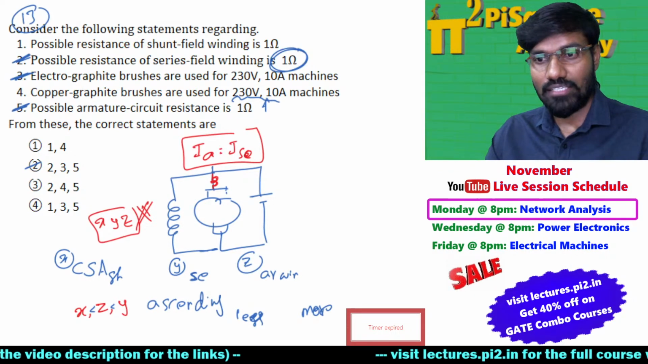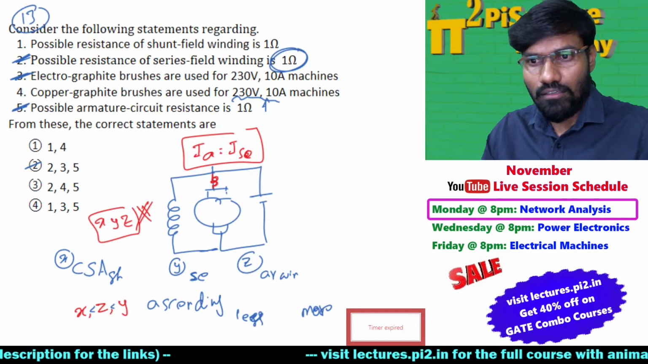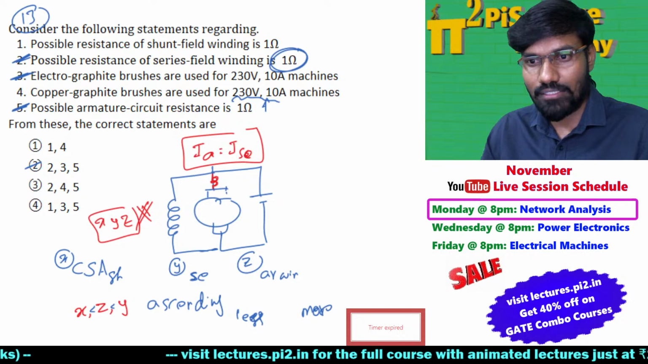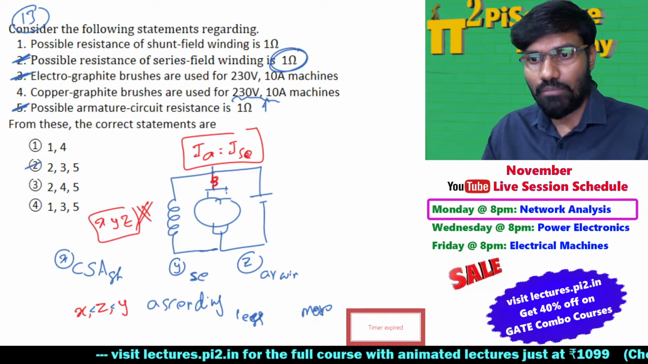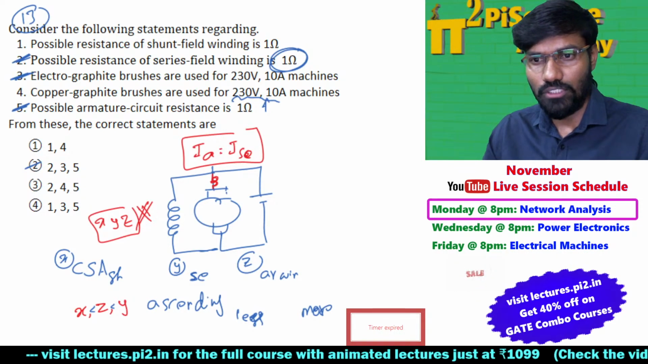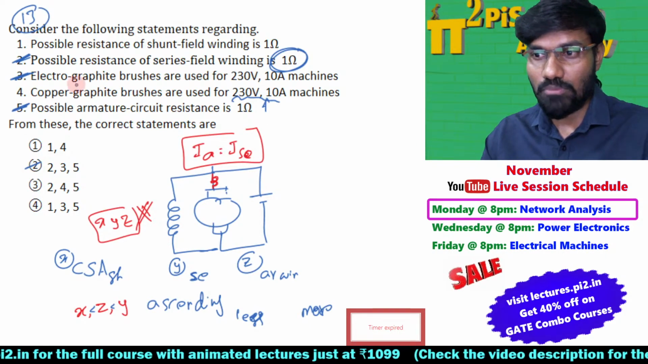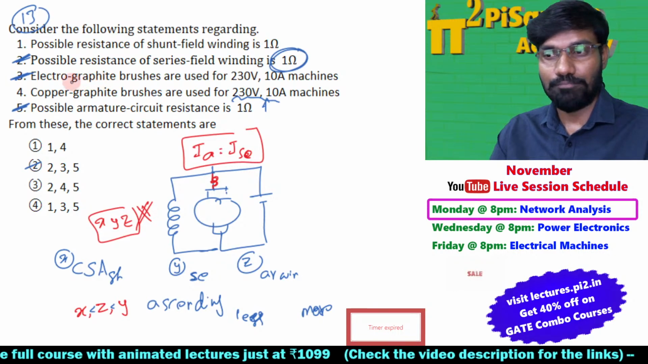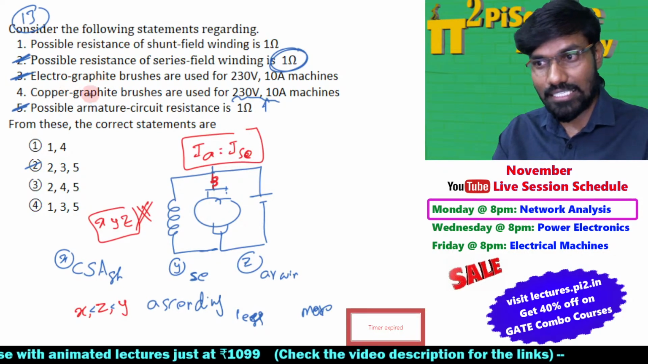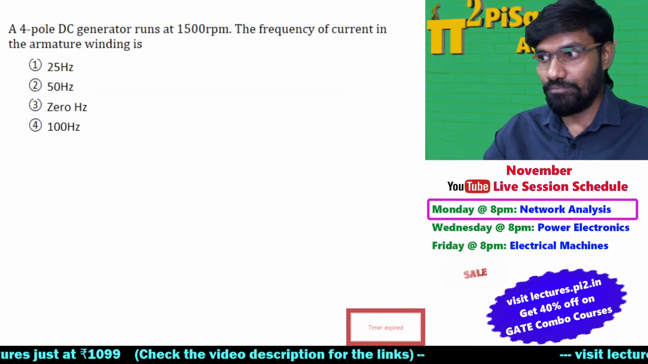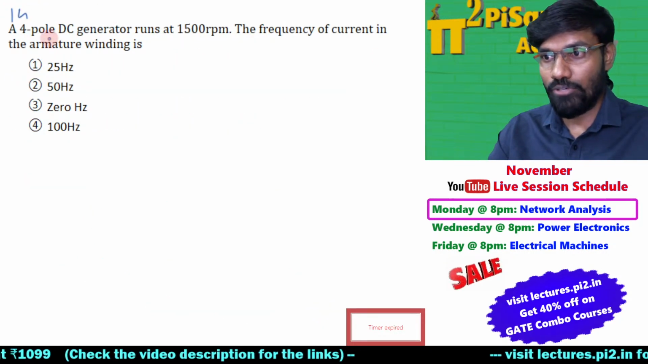Yeah, somebody is saying something. Brush contact drop is less in graphite brush. No, no Shiva. Brush contact drop is more in electrographite. Okay, it's less in copper graphite. Okay, next question. Question number 14.